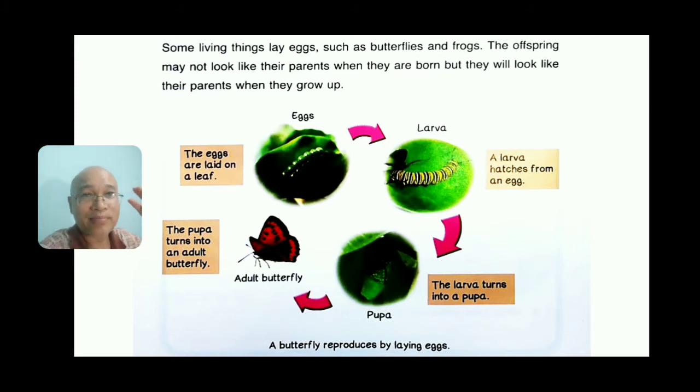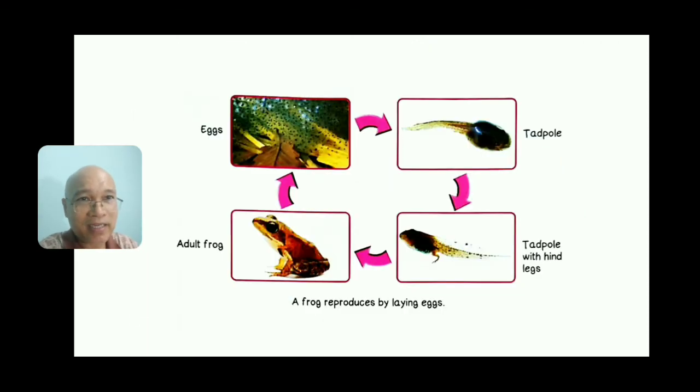they grow up. We studied about that, from the eggs to larva, to look at this pupa. We studied this before, right? A larva hatches from an egg, and then the larva turns into a pupa, and the pupa turns into an adult butterfly. Okay? What happens after that? It goes back to the same cycle. So that's about a butterfly, right?